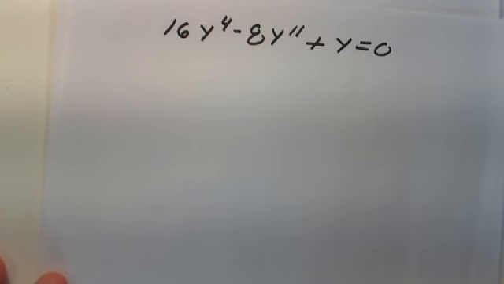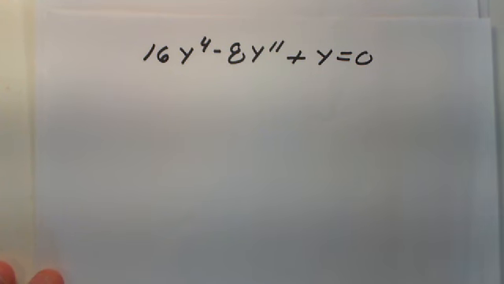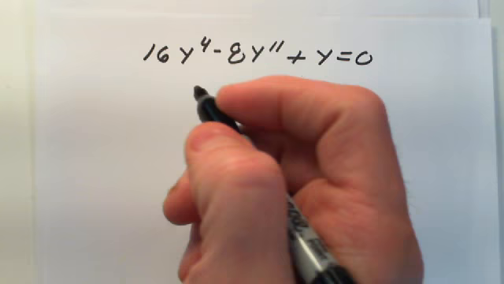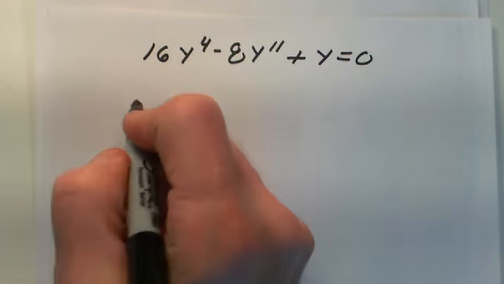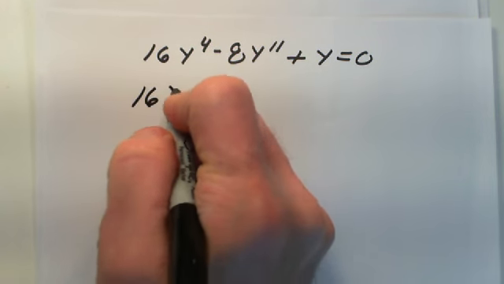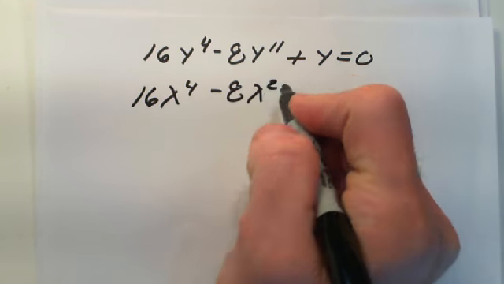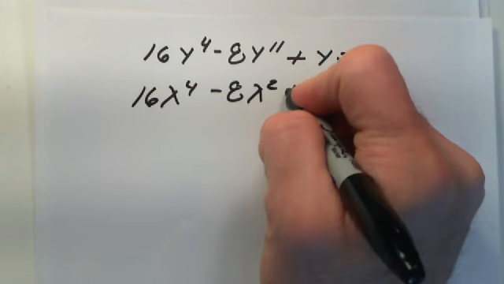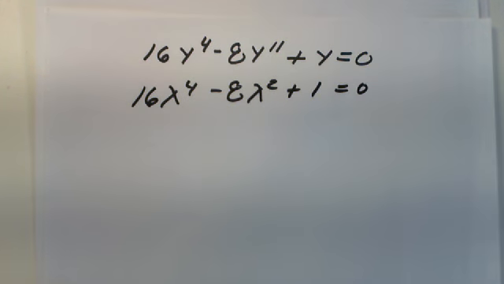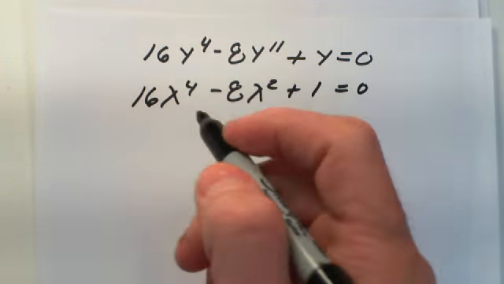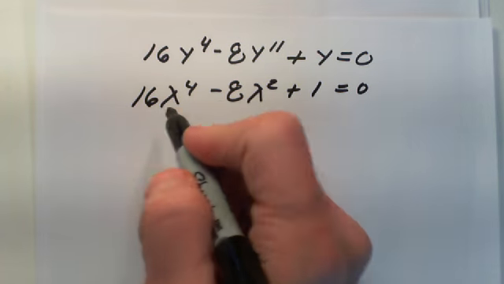Let's look at this differential equation here. We have 16y to the 4th prime minus 8y double prime plus y is equal to 0. We're going to go ahead and solve that one. We're going to again use lambda. So we're going to write that as 16 lambda to the 4th minus 8 lambda squared plus 1 is equal to 0.